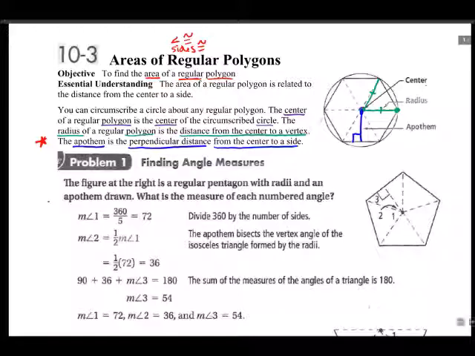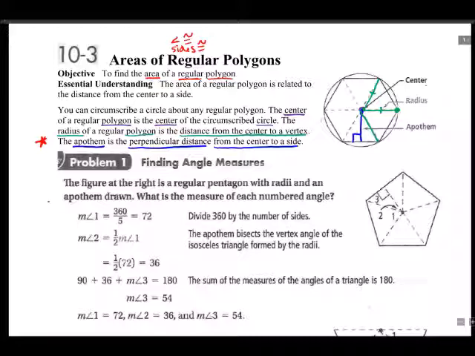And now hopefully you can see here that this apothem, when it is combined with a radius, is going to let us draw a right triangle. And that is really the important part of what we're doing here.